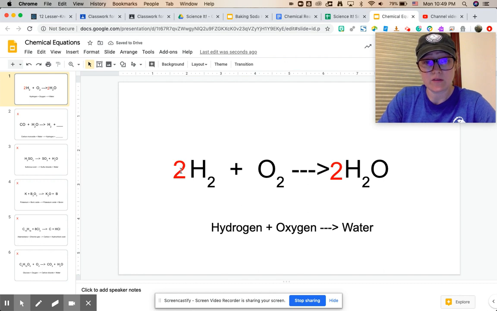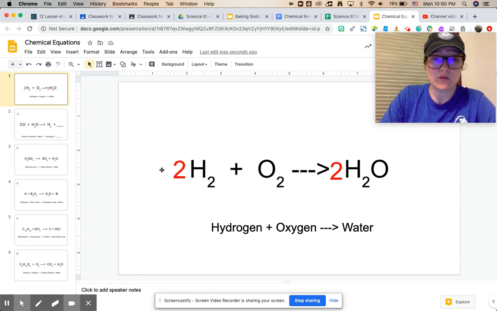So now I can look at this. 2 times 2 is 4. I have 4 hydrogens. I have 2 oxygens. Here, 2 times 2 is 4. I have 4 hydrogens. And if you don't see a number next to it, you just assume that's 1. So I have 2 times 1, I have 2 oxygens. So now it is balanced. What this means is that I have 2 molecules of hydrogen gas, so 4 hydrogen atoms, with 1 molecule of oxygen, or 2 oxygen atoms, gives me 2 molecules of water.